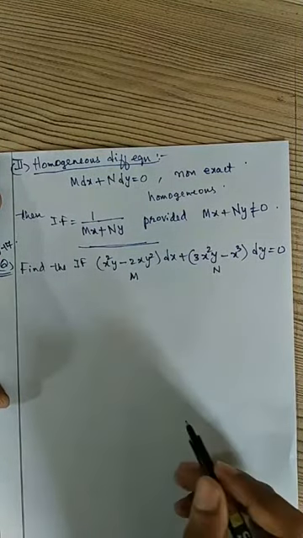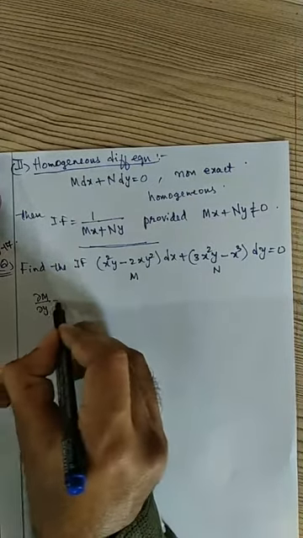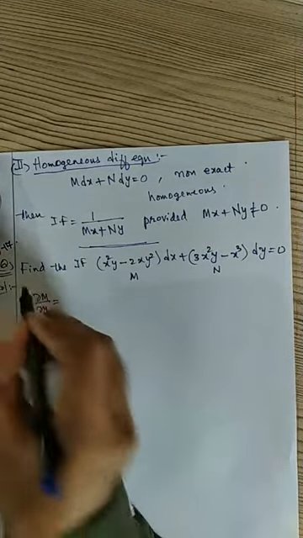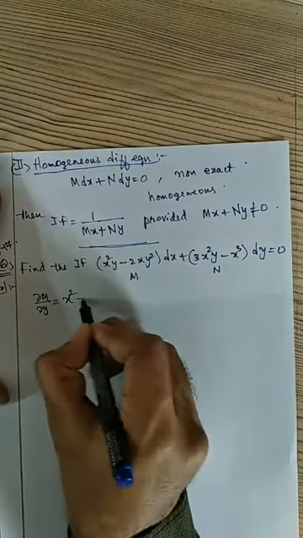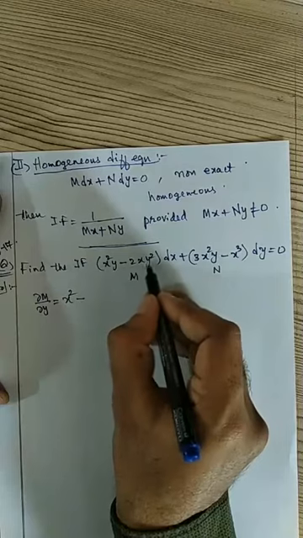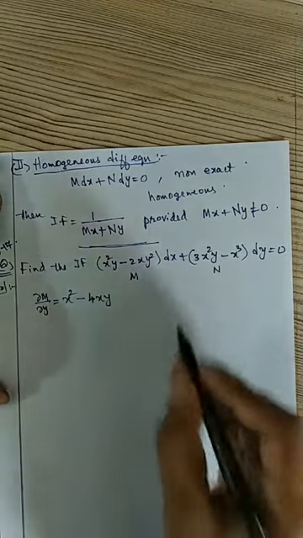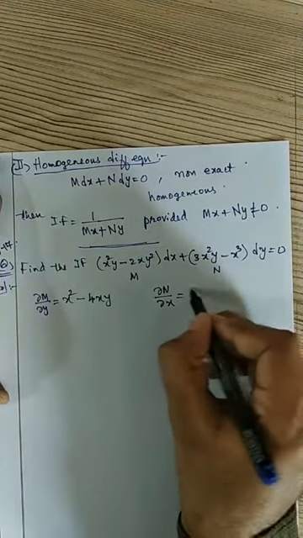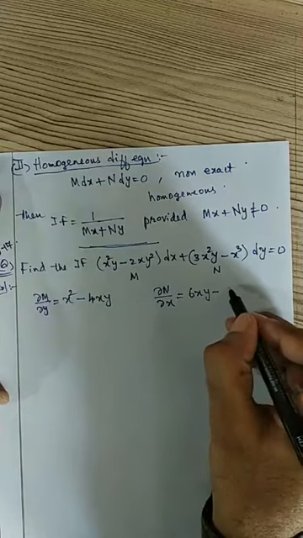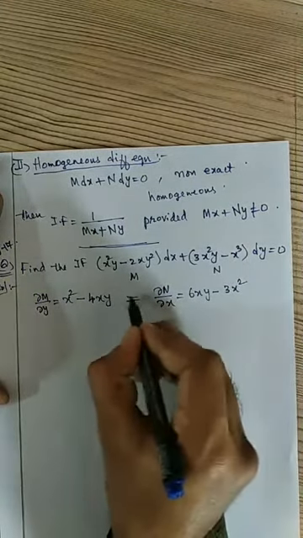So we can verify whether it is exact or not. First to find dou M by dou y. What we'll get here? x square, derivative of y is 1. Then minus derivative of y square is 2y. So it will be x square minus 4xy. Similarly, find dou N by dou x. What we'll get here? 6xy minus 3x square. You can observe that they are not equal.